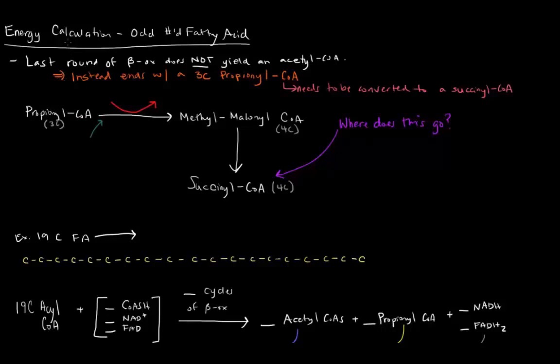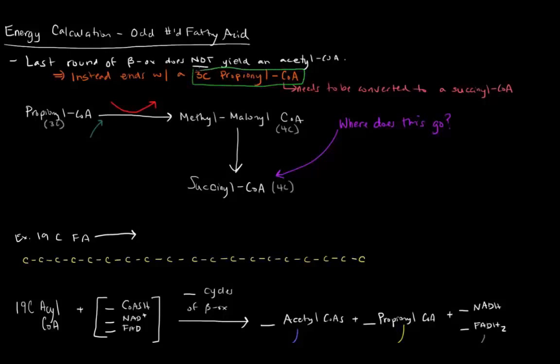In the last video, we did an energy calculation for an even-numbered fatty acid. In this one, we're going to do it for an odd number of carbons for a fatty acid. Now, the reason this is a little bit different is because the last round of beta oxidation does not yield an acetyl-CoA. Instead, we have a 3-carbon molecule left at the end. That 3-carbon molecule is called propenyl-CoA.